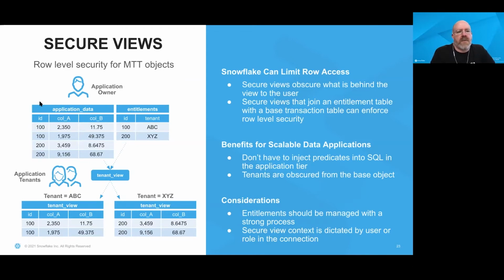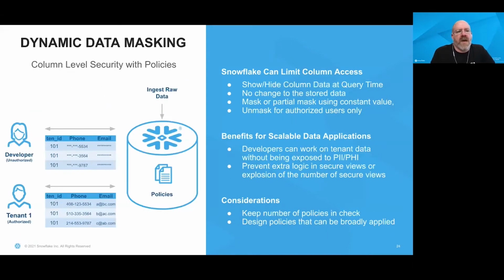Okay, so if we move on, we also have a dynamic data masking capability where you can have column level security with policies. So if you're dealing in an application that has PII or PHI data, and you don't want your developers to see some of the fields within the customer's data, you can create policies that will mask those columns to your developers such that they don't see the entire field or they only see a partial amount of the field, as you can see there in the examples around phone and email.